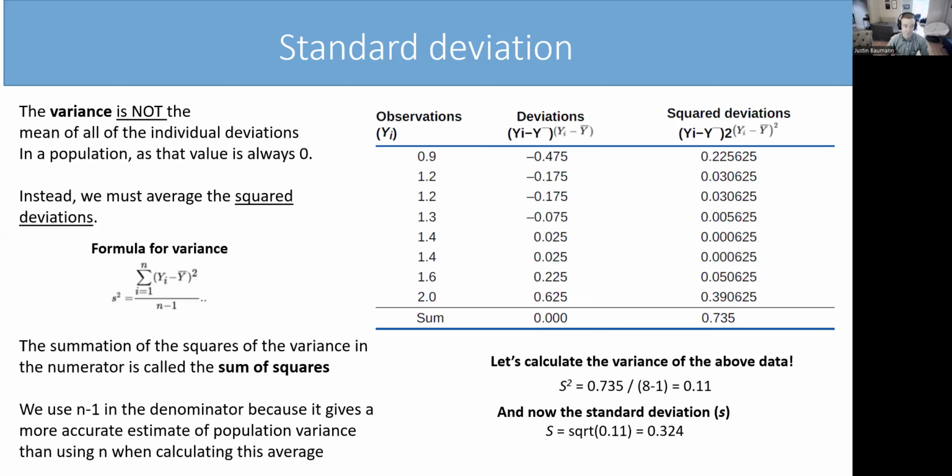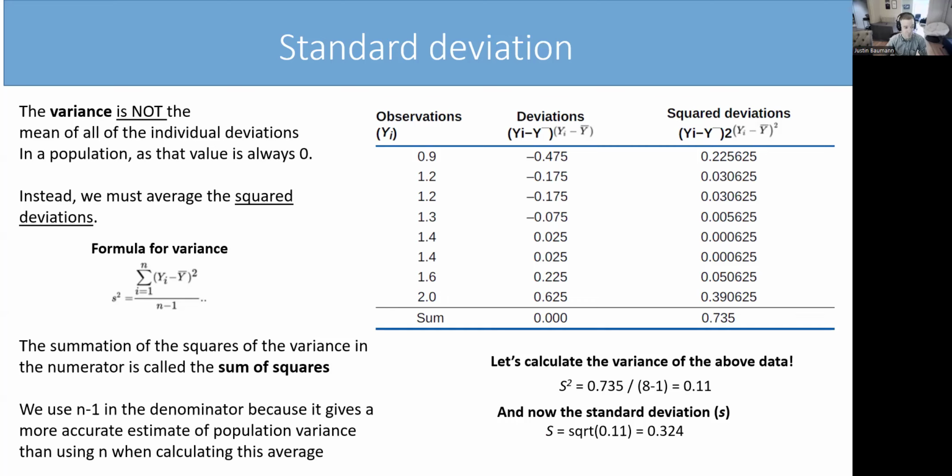The variance is not the mean of all of the individual deviations in a population. That value is generally 0 if we have a normal distribution. Instead, we have to average the squared deviations. And if you like math, here's a formula for you. S squared is the sum of all of the differences between the samples and the total mean, squared, over the sample size minus 1. We use minus 1 for a reason. I'll get into that in a minute.